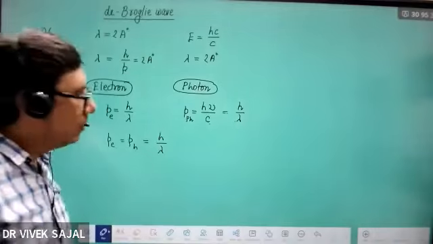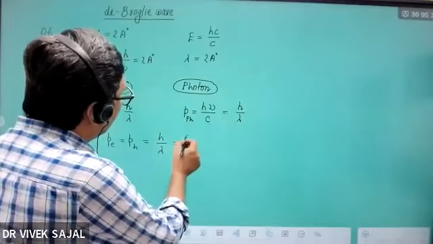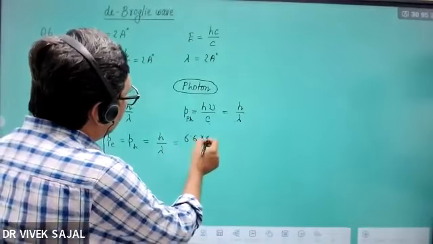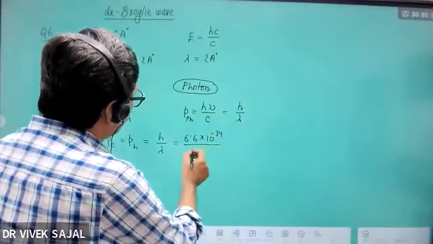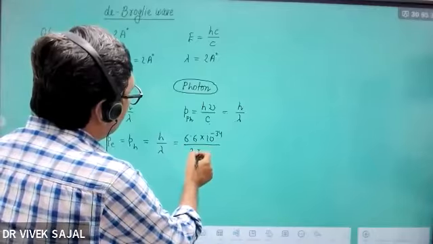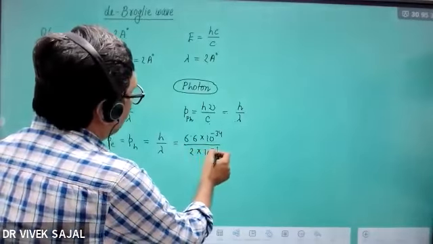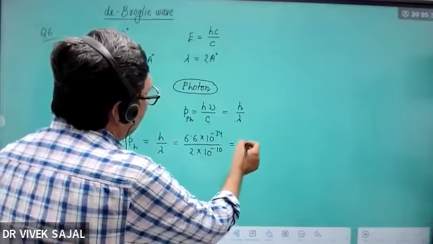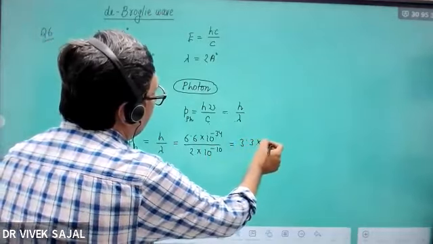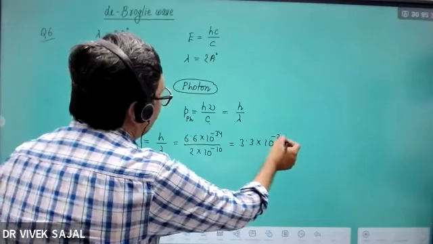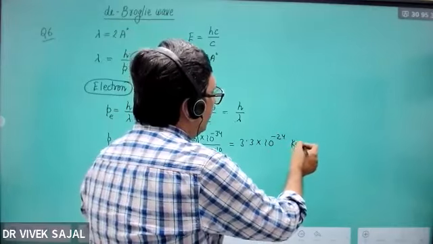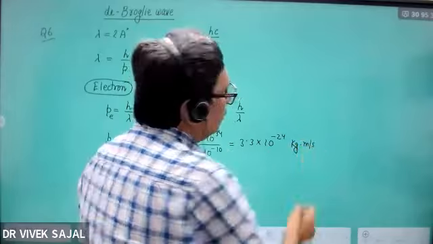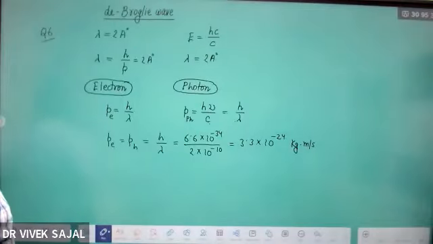How much will it be? 6.6 into 10 to the power minus 34 divided by lambda, 2 angstrom, which is 2 into 10 to the power minus 10. So this will be 3.3 into 10 to the power minus 24. Correct, beta? This will be in kilogram meter per second. So this value will be the same for the electron as well as for the photon.